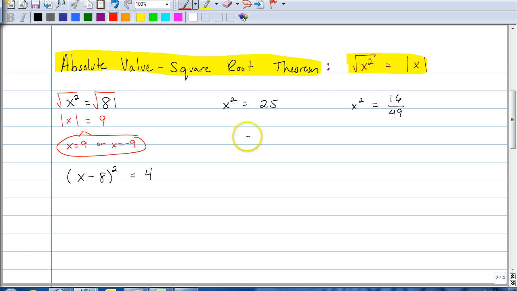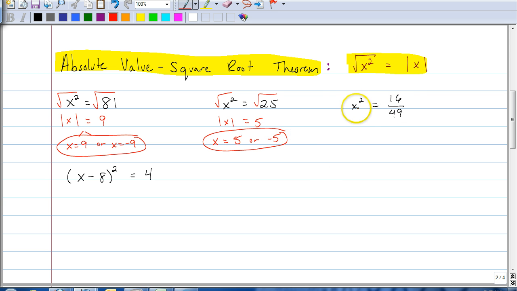Same thing's true here. If I take the square root of both sides, I'm left with the absolute value of x equals 5. Well, that means our answer is going to be x equals 5 or negative 5.